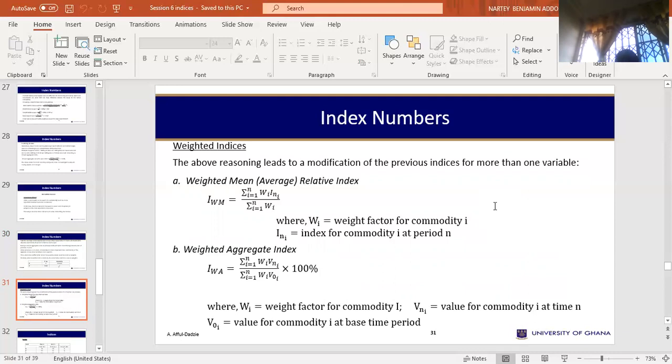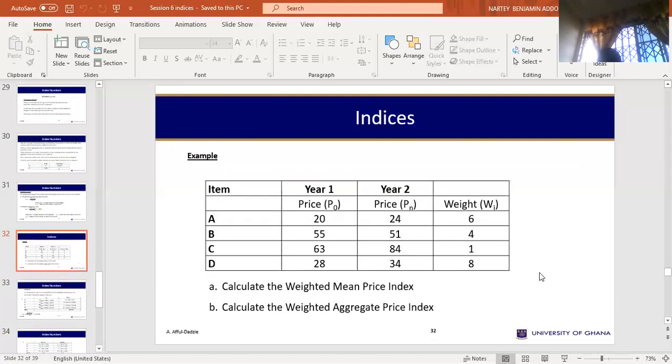So now, the above reasoning leads to a modification of the previous indices for more than one variable. So for the weighted mean or relative mean, you have the formula, and the weighted aggregate index also has a formula. Let's look at an example here. For items A, B, C, D, we will see the weight that has been attached, and we can see that item D carries the highest weight, followed by A, then B, and the last one, C.